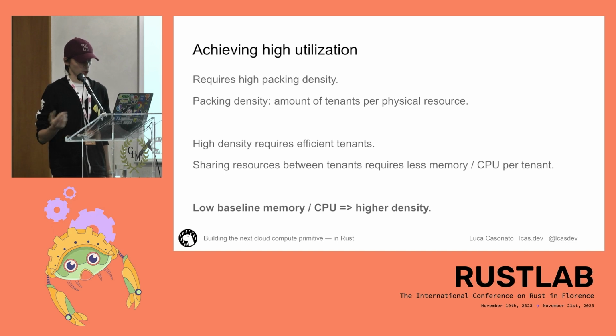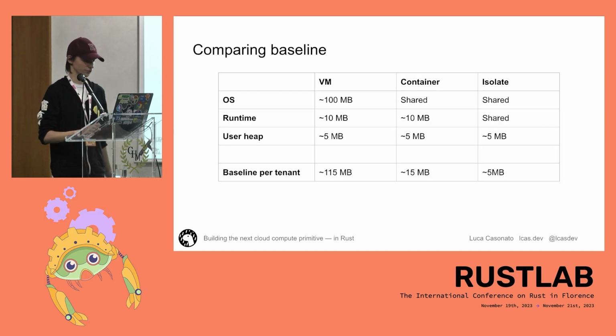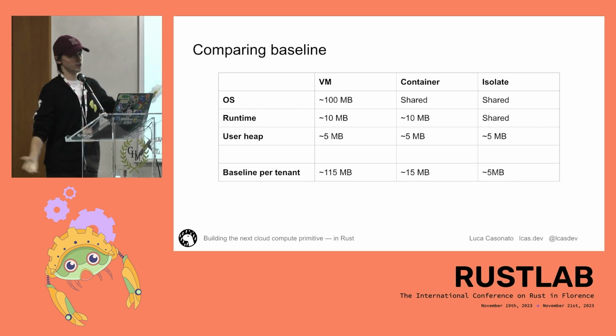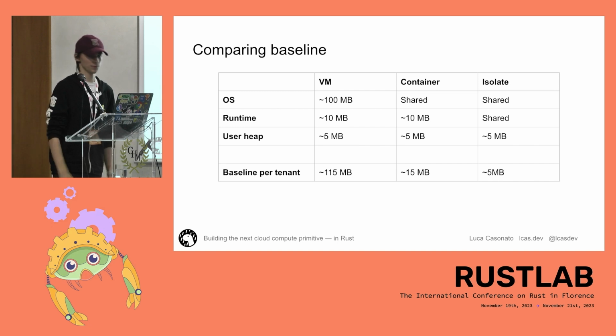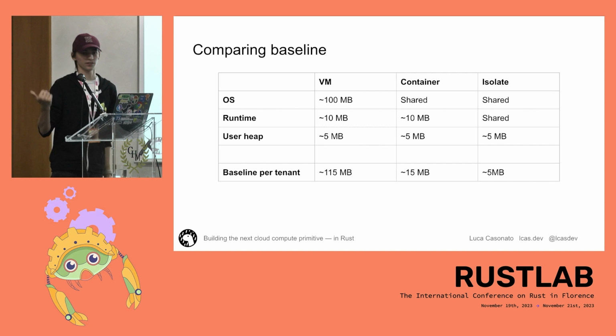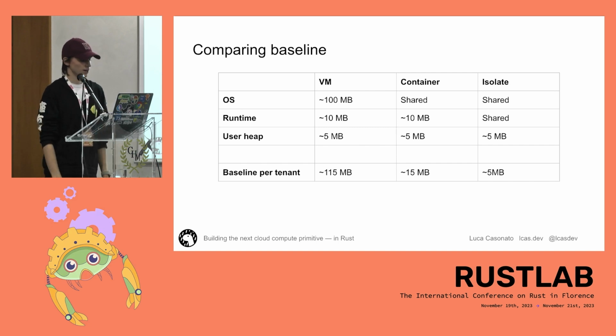Yeah. So the lower your baseline memory and CPU consumption is, the higher packing density you can have, which means the better billing you can give to your users. Comparing these baselines across different architectures: if you have a VM, you need to boot up an operating system. This uses a bunch of memory, setting up all the tables you need to track processes, open files, that kind of stuff.